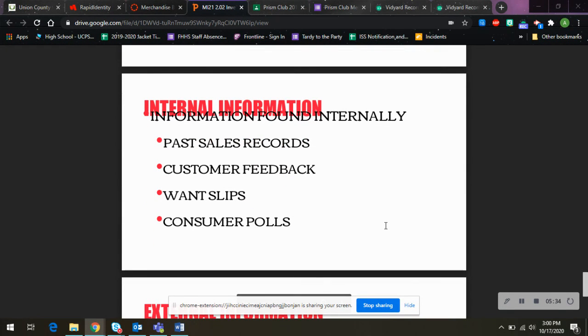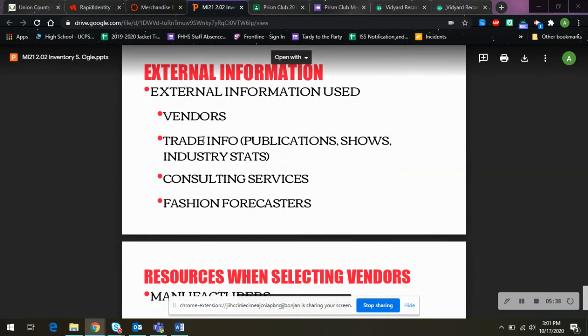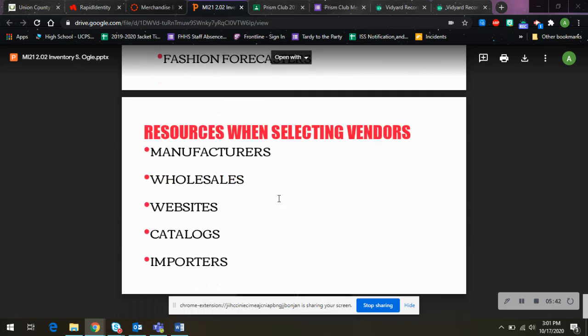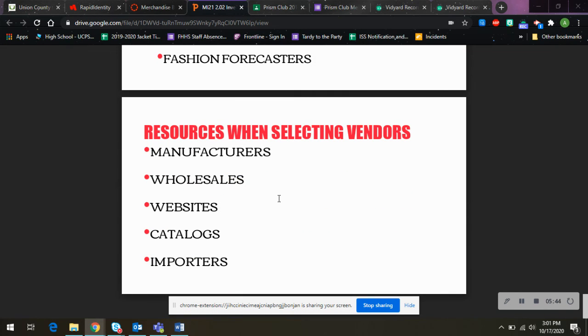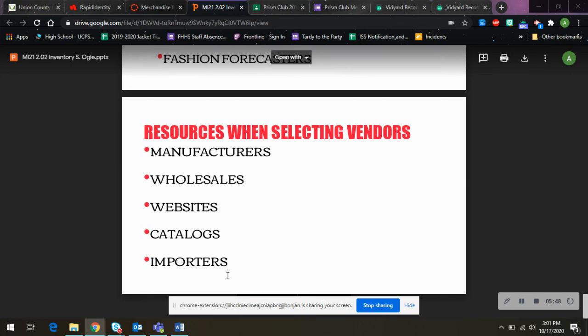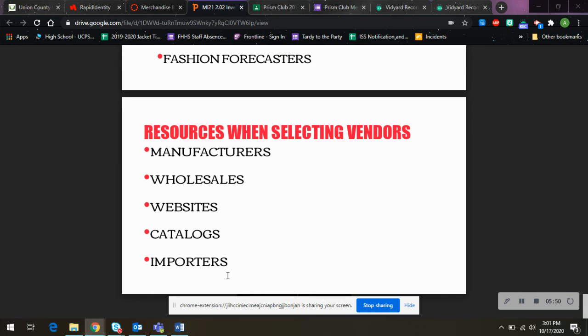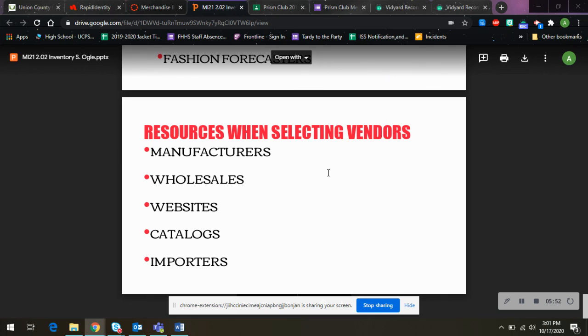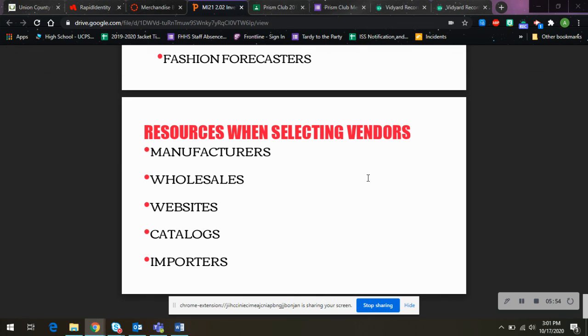Internal information is information found internally. So all of those things down here. External information is just the outside. So what they're finding from these 4 people. And then resources when selecting vendors are these 5 things right here: manufacturers, wholesalers, websites, catalogs, importers. All of that goes along with selecting resources for when you're selecting a vendor.